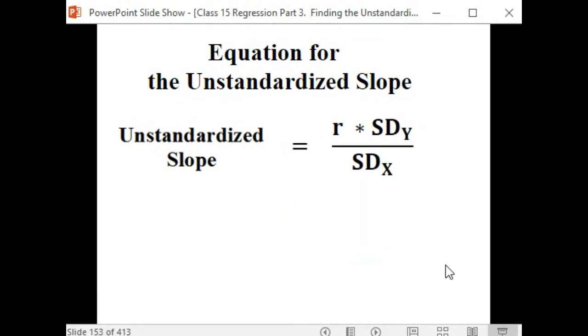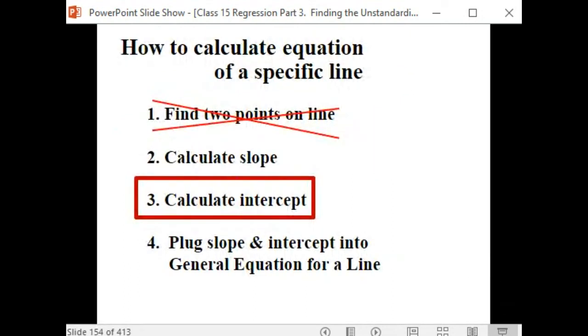Now, we did it all using this equation. I'm sorry to tell you, but this is one of the equations you must memorize. You're going to need it again and again in this course, and you have to have it memorized. Okay, now that we've calculated the slope, we need to go on to the next step and calculate the intercept.